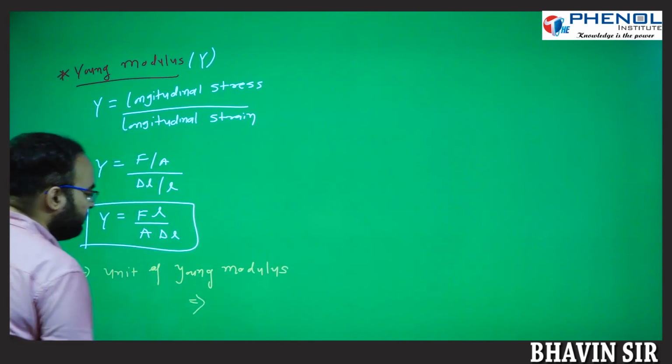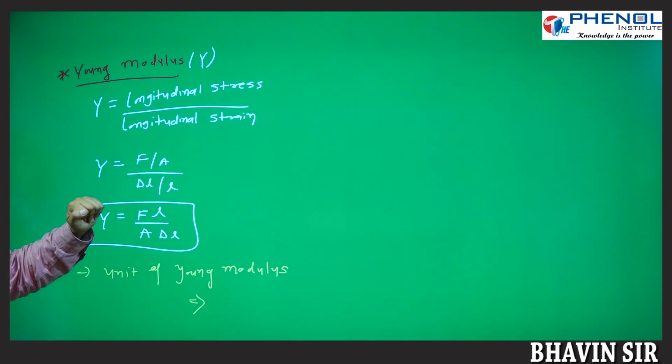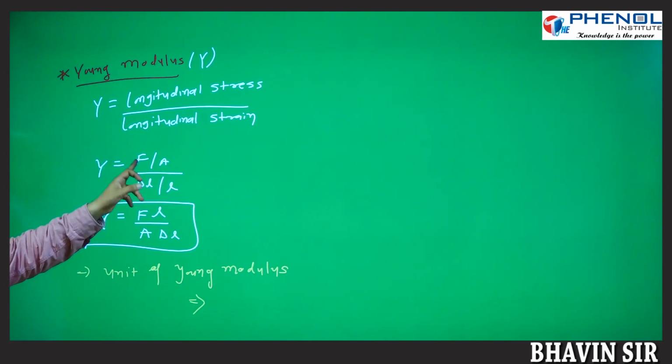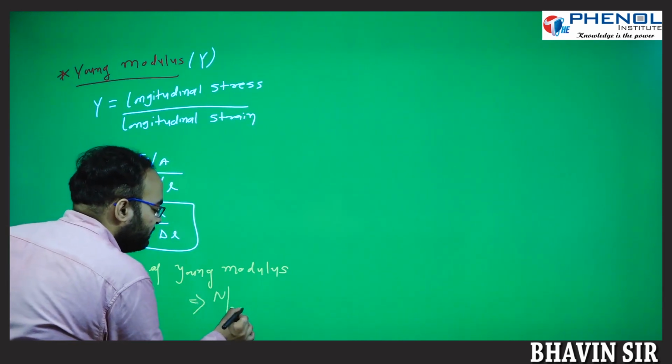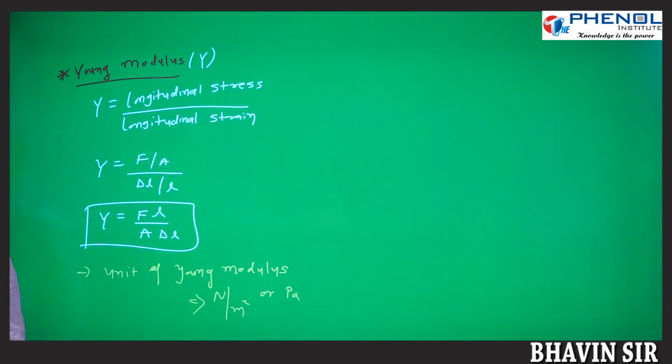And what is the unit of Young modulus? See, stress by strain. So what is the unit of stress? F by A, है ना? But strain has no unit. So what is the unit of stress? Newton per meter square or Pascal. So the unit of Young modulus is the same as F by A.